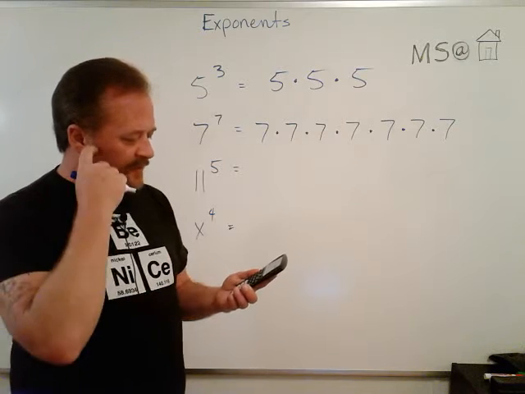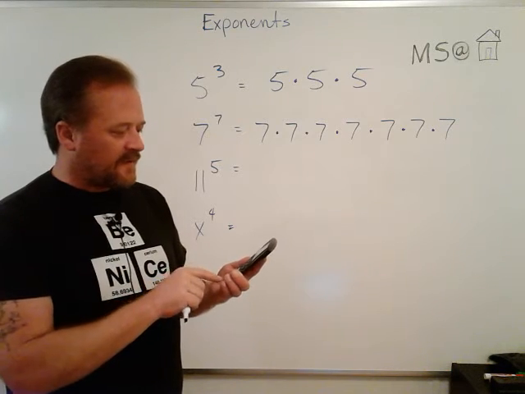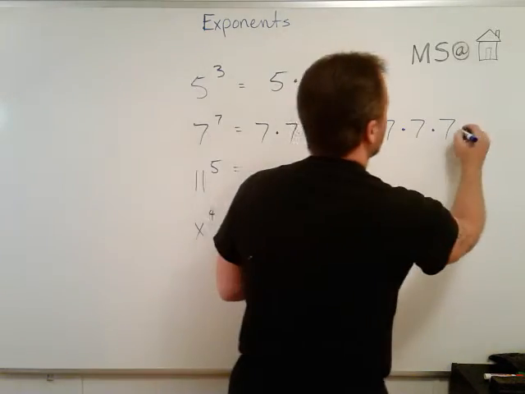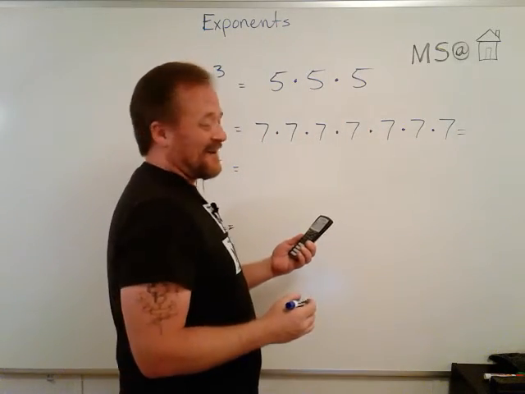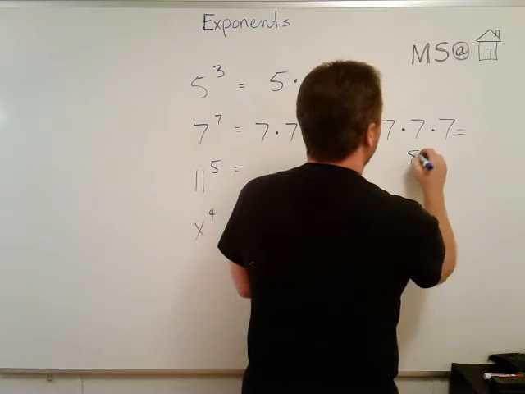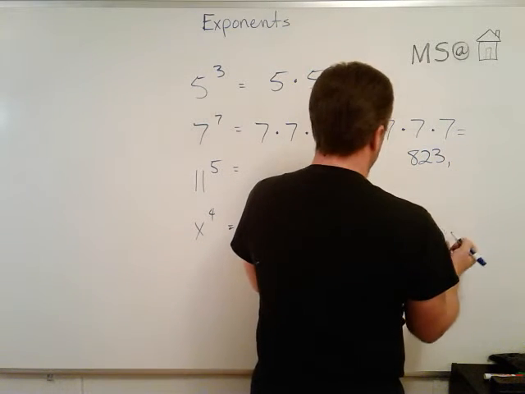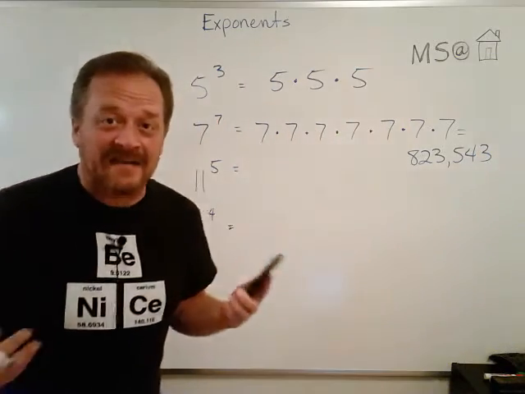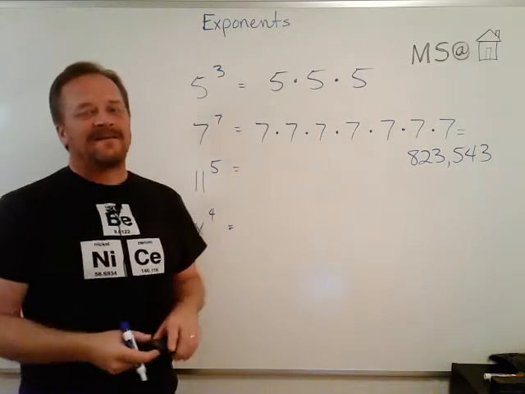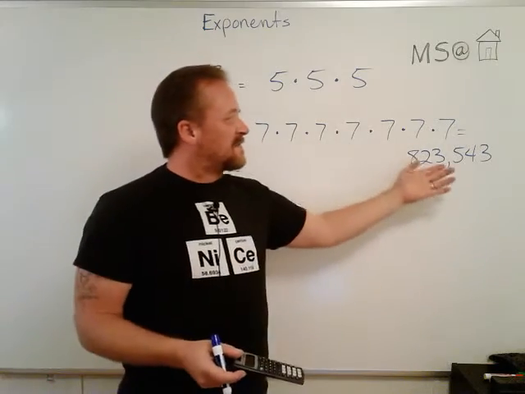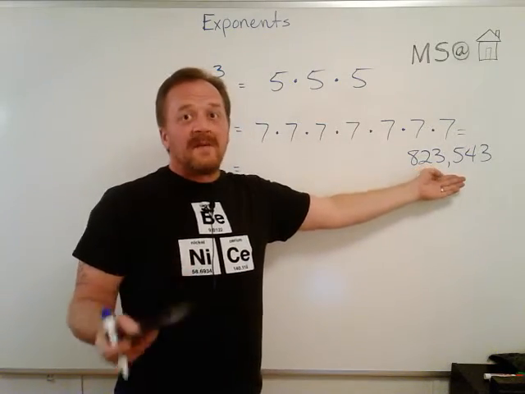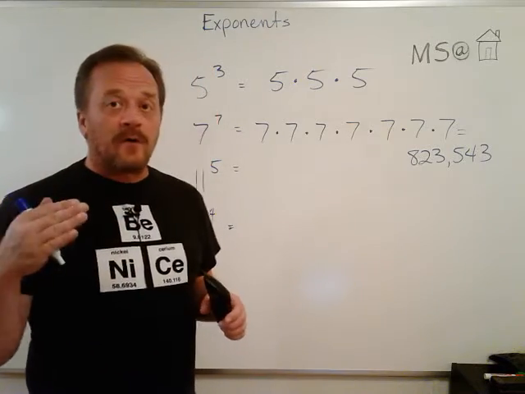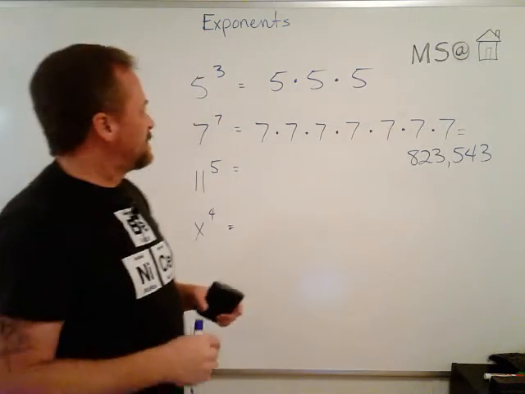I'll save some time by putting it into the calculator. 7 to the 7th power is, ready? 823,543. See how fast those numbers get big? Okay, we only multiplied it 7 times, and it's already up to almost 1 million. So exponential form, or exponential growth, happens pretty fast.